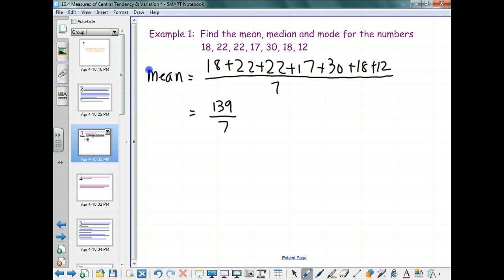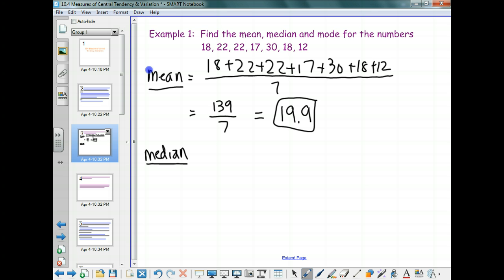And then you're going to actually find the value, and we're going to go with one decimal place in all these. 19.9. So the mean is 19.9. What do I do to find median? Put them all in order. And you can go either least to greatest or greatest to least. It doesn't matter. I tend to go least to greatest.